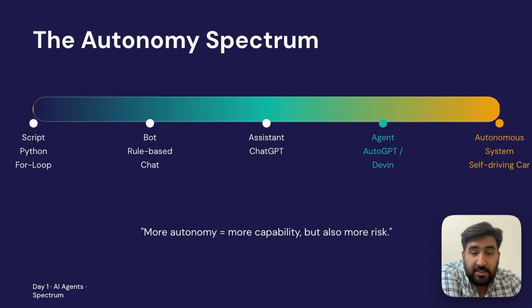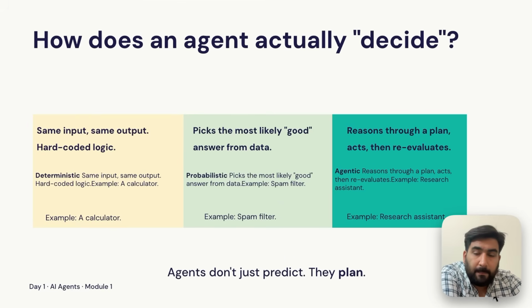We will always get crashes if you are working with AI, and you have to be prepared for it. In fact, the best AI engineers are the ones who can better prepare for these crashes. Okay, we'll come back to this while we talk about a few things later in the session. But for now, yes, this is the spectrum that defines more autonomy equals more capability, but more risk also. Okay, let me explain what an agent actually does to decide.